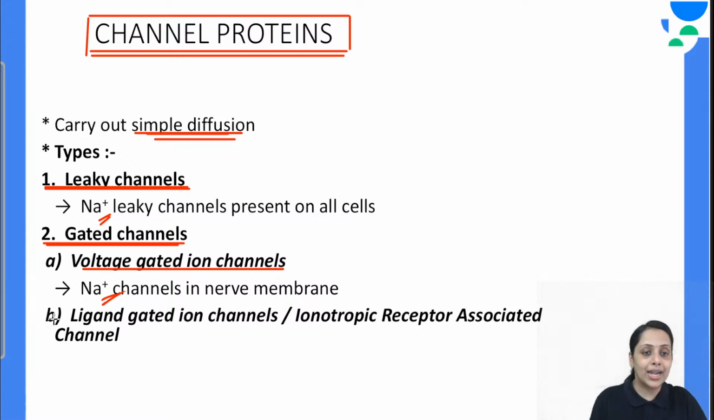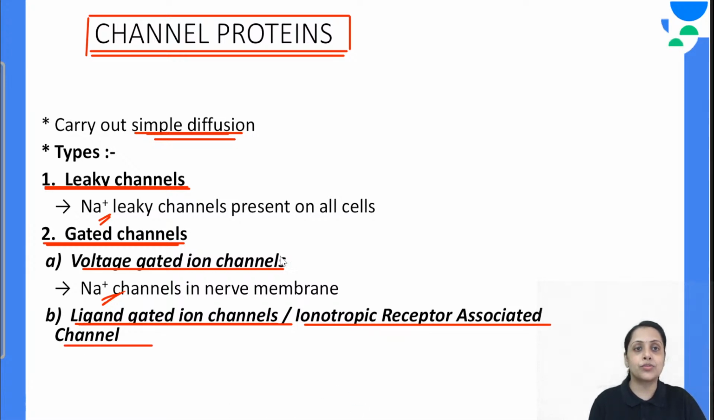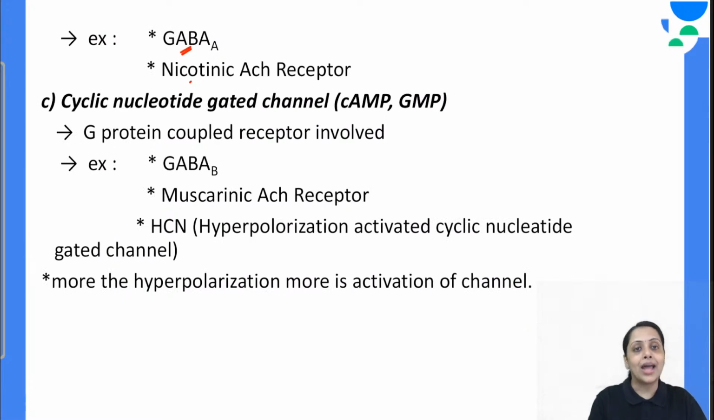Next is the ligand gated ion channel. This means these channels are gated by certain ligands. In the presence of that ligand only, they will open up. This ligand gated ion channel is also known as ionotropic receptor associated channels. In this, we have GABA A and nicotinic acetylcholine receptor.